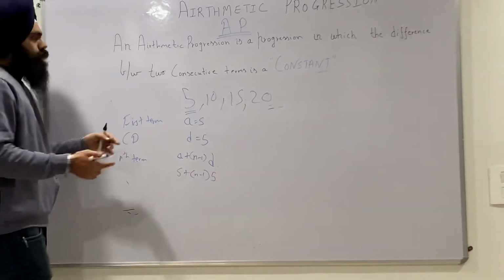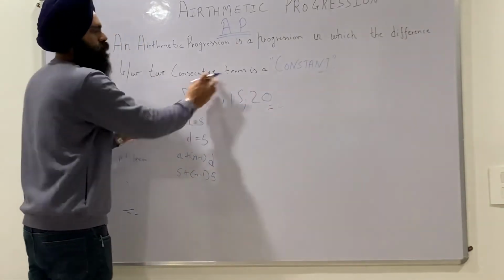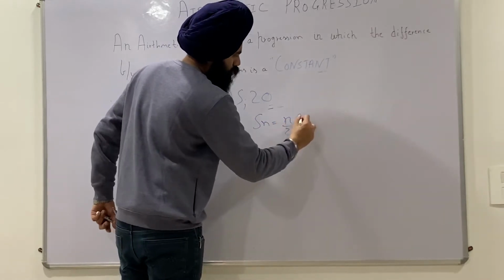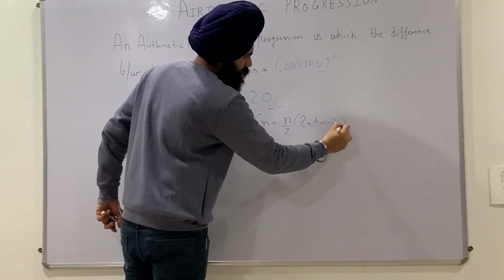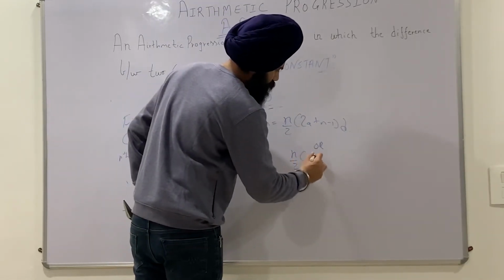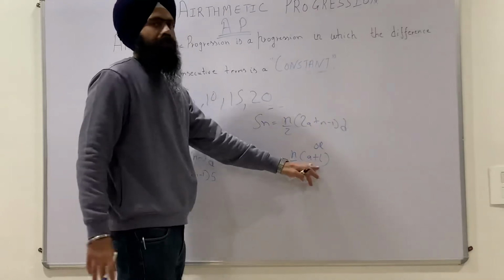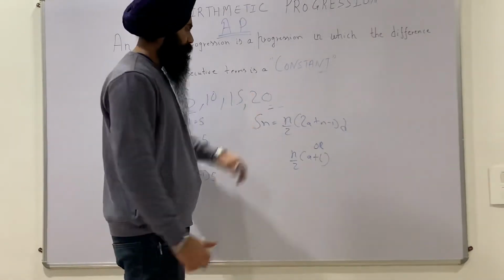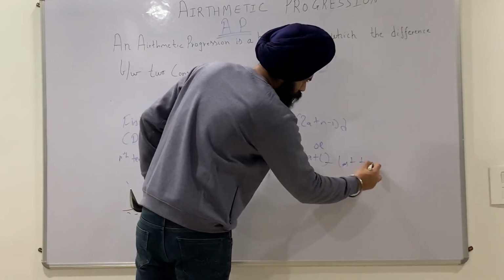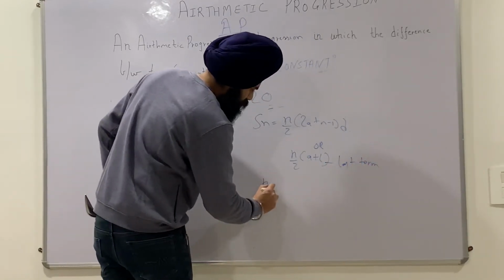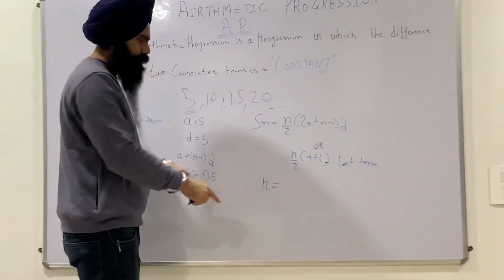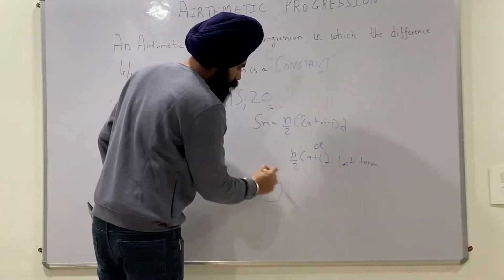And the most important, the sum of these terms. How will we find the sum of all these terms? Sn equals n by 2 times (2a plus (n minus 1) d). Or we can use another formula, n by 2 times (a plus l). This we use when we are given the last term of the AP, and l means the last term. And one more term is used, n. What is this n? n means how many terms there are in the complete AP. It is denoted by small n.